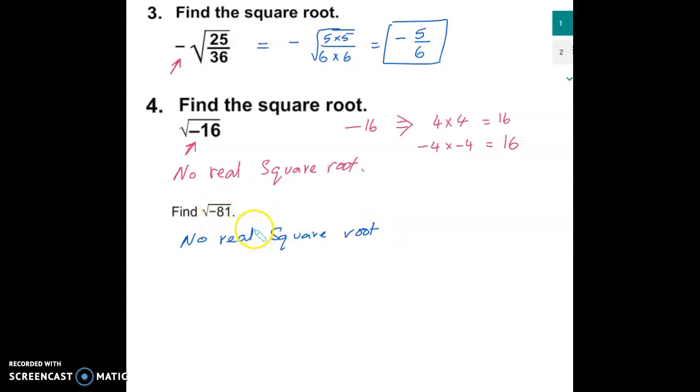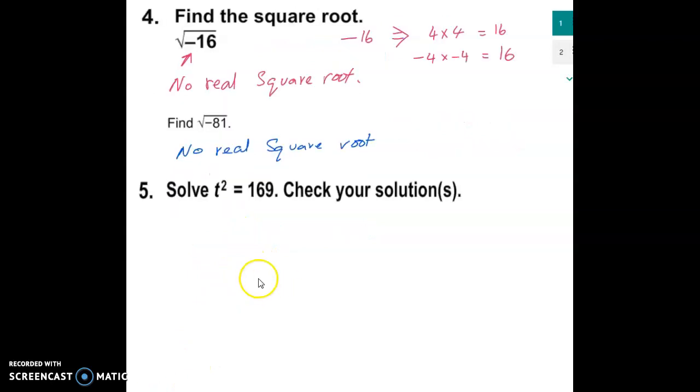Even if you put it in the calculator, you put a radical sign and put a -1, the calculator is going to give you an error. Try another problem. It says t squared equals 169. Check your solutions. So t squared, a letter times a letter, or a number times a number gives you 169.